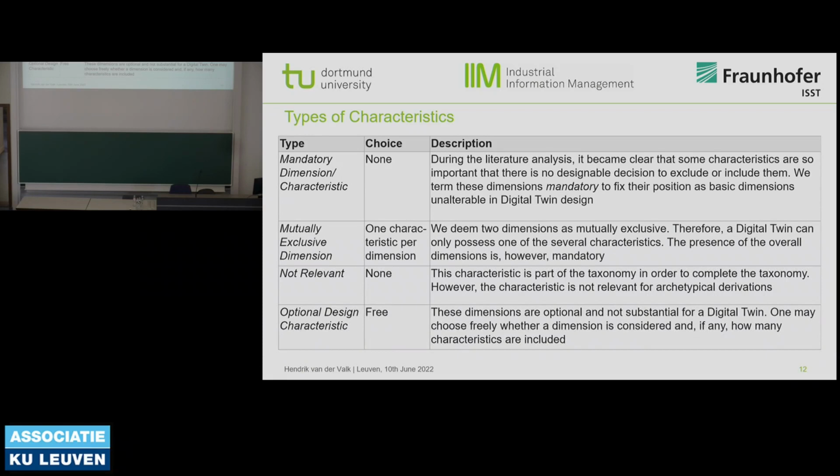Before I come to the taxonomy, we do need to know that there are 4 types of characteristics. We do have the mandatory ones, so these are necessary for a digital twin. Otherwise, we are talking about another concept like a digital shadow or a virtual model. We do have mutually exclusive dimensions, so we need the dimension, but which characteristic we choose is open. We have the not relevant ones because these characteristics were so general that they apply not only to digital twins and their archetypes, but to all virtual concepts. And we have the optional design characteristics. These are responsible for the differentiation between the different archetypes.